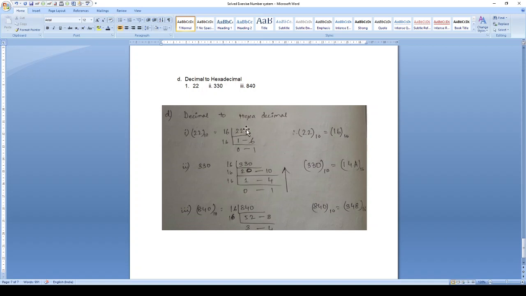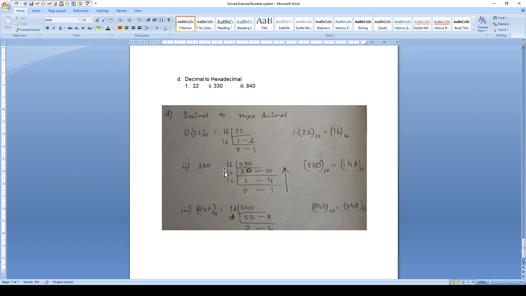So divide 22 by 16, you will get 1 as quotient and 6 as remainder. So carry this 1 over here on the remainder side and write it in the reverse order. What is the hexadecimal equivalent? It is 1 6. So 22 in decimal is equal to 16 in hexadecimal, right?